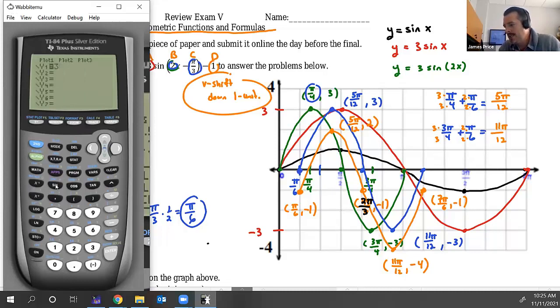So we'll type 3 sine of 2x minus pi divided by 3, in parentheses, and take away 1. And then for the graph, I'm going to go to my window and go from 0 to 2 pi. I'm going to make it look just like the graph that I have here. So it goes from 0 to 2 pi. And then I'm going to make my y min -4 and my y max +4. Then hit graph and see if I get something that looks similar.